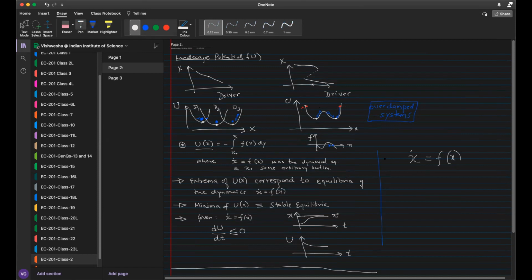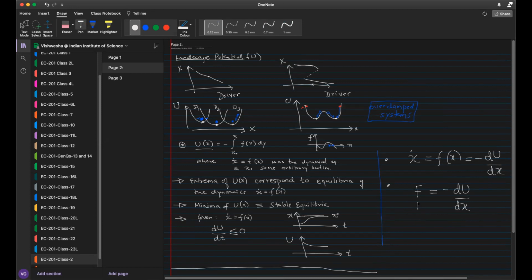Now this is our current equation. Now go back to the physics. With this definition of u, you can also write this as x dot is equal to minus du by dx. So now for those of you who still remember your physics, do you remember that the force is equal to minus du by dx? And then what is force?